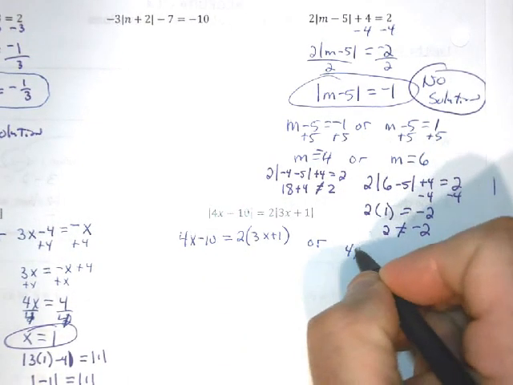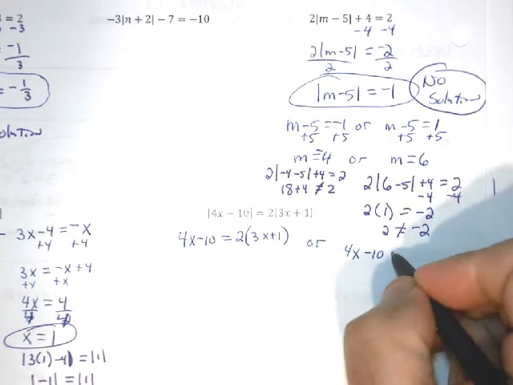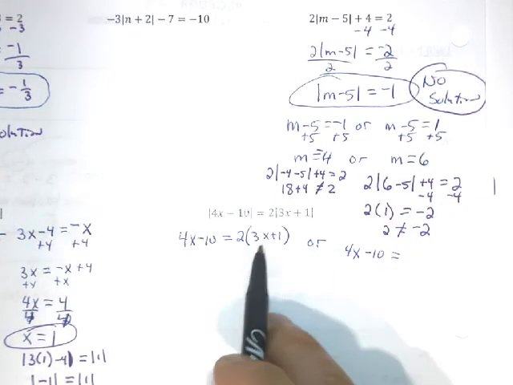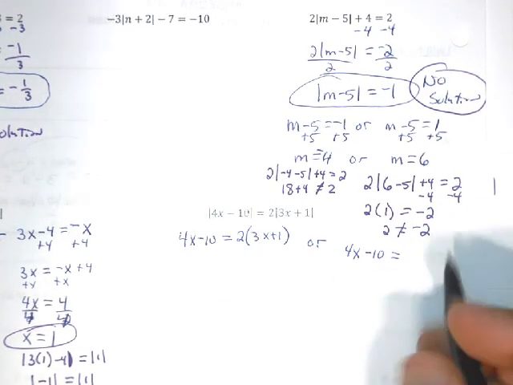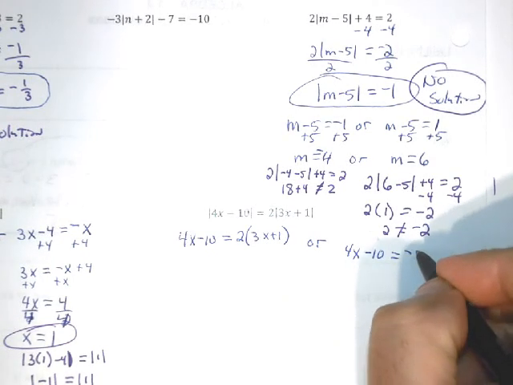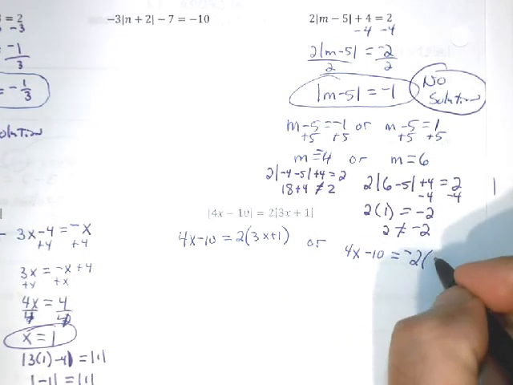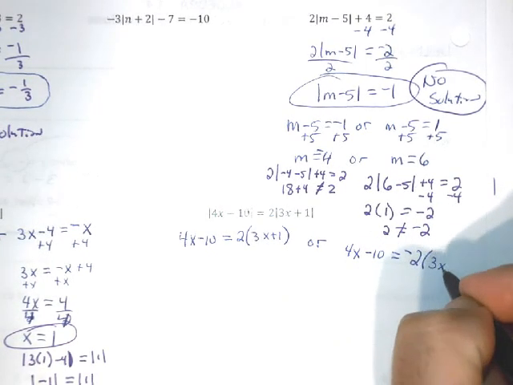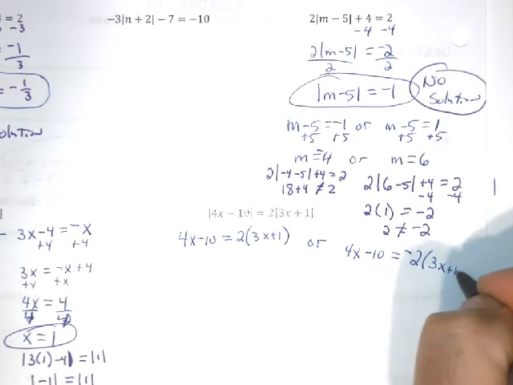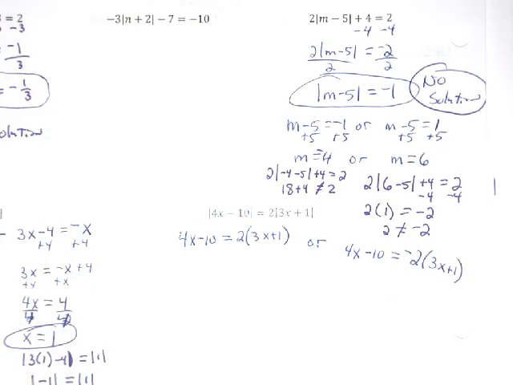Or, again, dropping my parentheses, 4x minus 10 equals, this was the positive answer. Now we need to do the minus answer. So it's a negative 2 times the quantity 3x plus 1. So I got you started on that one.